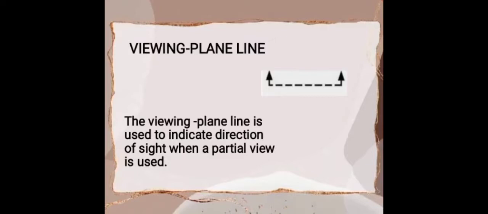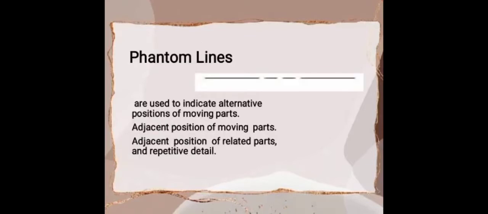Let's proceed to the phantom line. Phantom lines are used to indicate alternative positions of moving parts, adjacent positions of moving parts, adjacent positions of related parts, and repetitive detail. So a phantom line is a long line followed by two short dashes used to show the alternate position of a moving part, right? From long, short, and short, long.